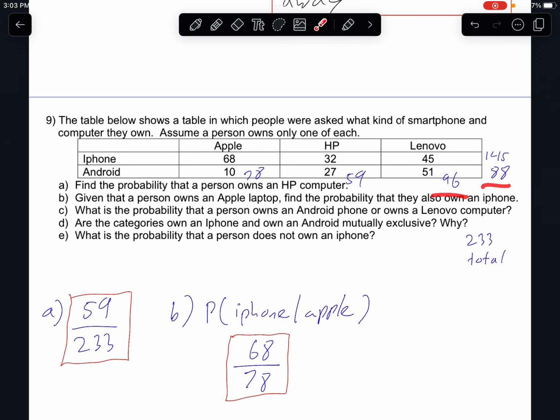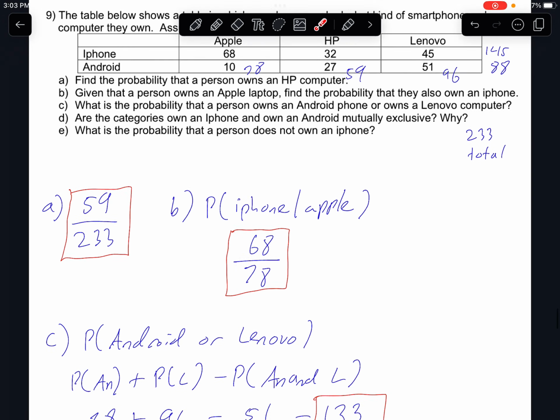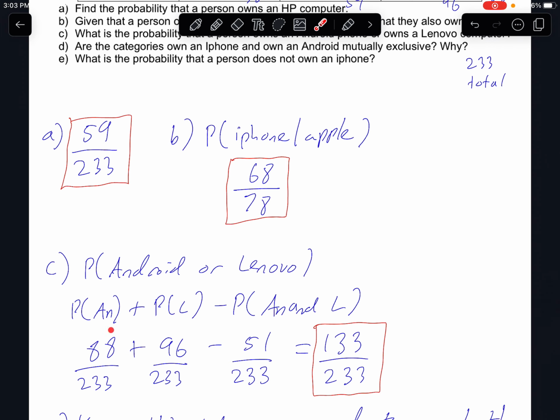That means if we simply add 88 plus 96, we are double counting these 51 people. So in order to find the probability using the OR statement, you have to find the individual probabilities, Android, plus the individual probability Lenovo. Subtract from that the probability of both of them happening. And that is going to be 88 over 233 plus 96 over 233 minus 51 over 233. Total there is going to be 133 over 233.